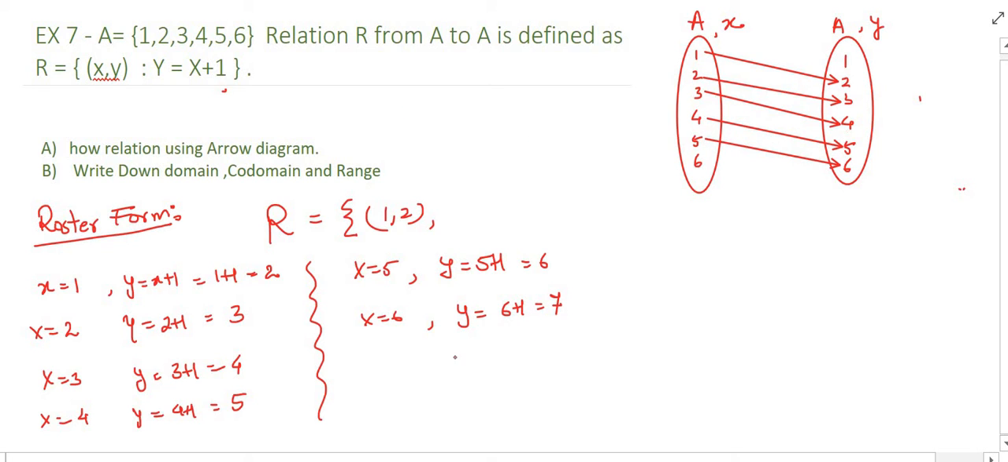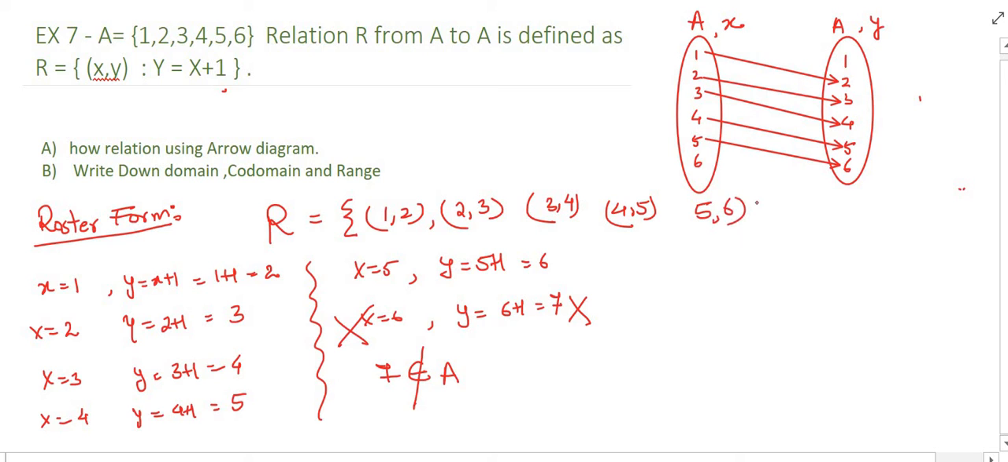Since 7 is not present here, it is not an element of A, so this will not be present in your relation. So we can't consider this part. So the only pairs present are (1, 2), (2, 3), (3, 4), (4, 5) and (5, 6). So this is my roster form of my relation.